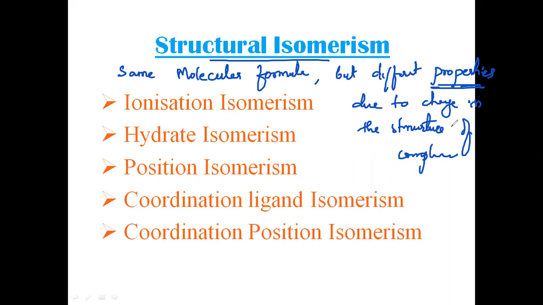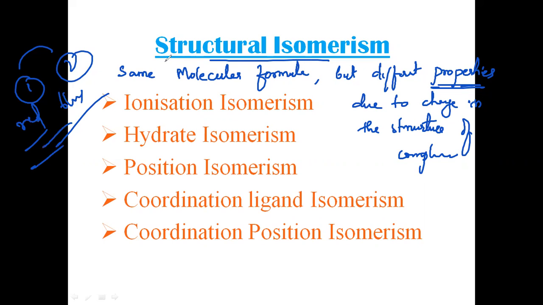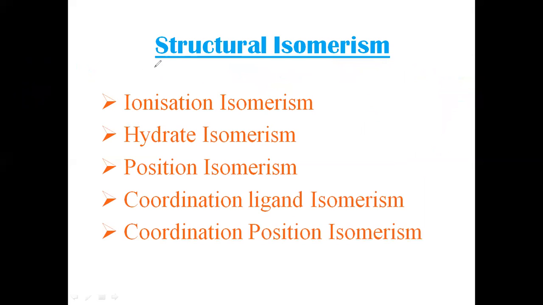Because of the structural change, there is a change in the physical property. That means one complex may show red color, one complex may show blue color, whatever it may be. Let us take complexes one and two. Both have the same molecular formula, but there is a difference in their structure, and they may show different physical properties, such as red or blue color. Here the properties are different due to a change in the structure, hence it is called structural isomerism. This structural isomerism is classified into these five types, so let us understand them one by one.